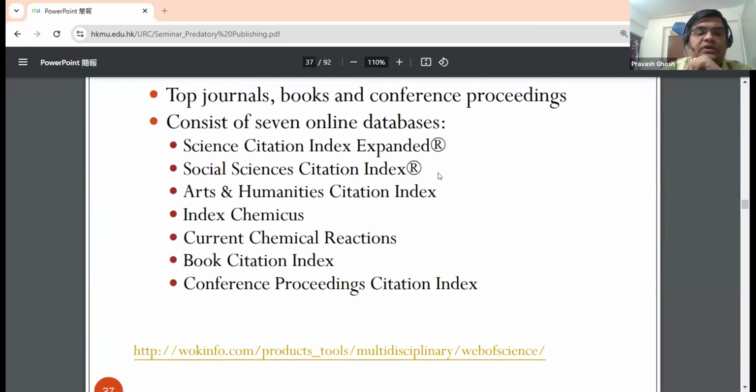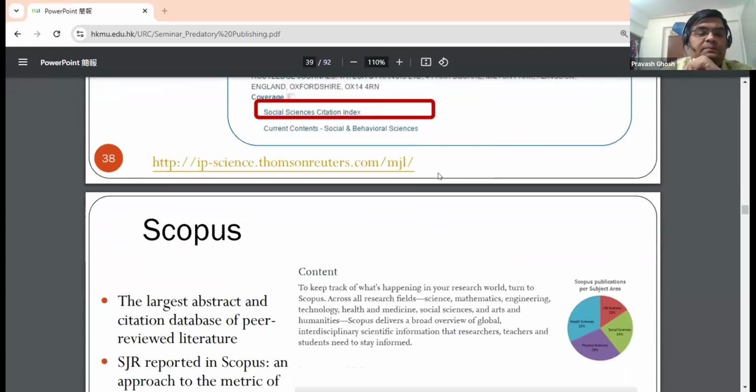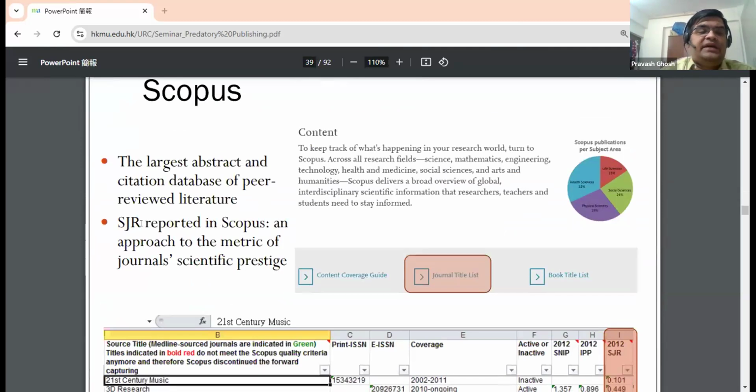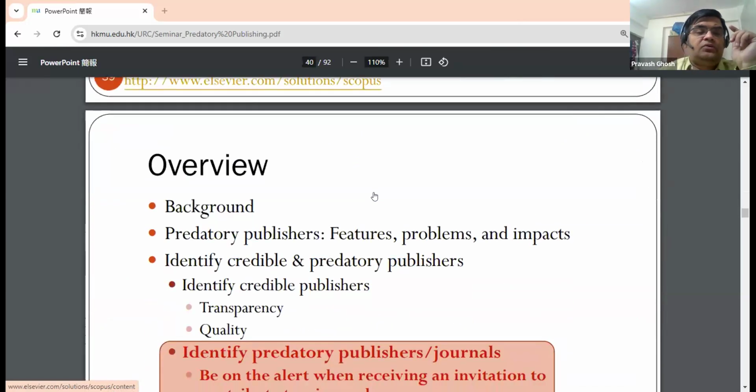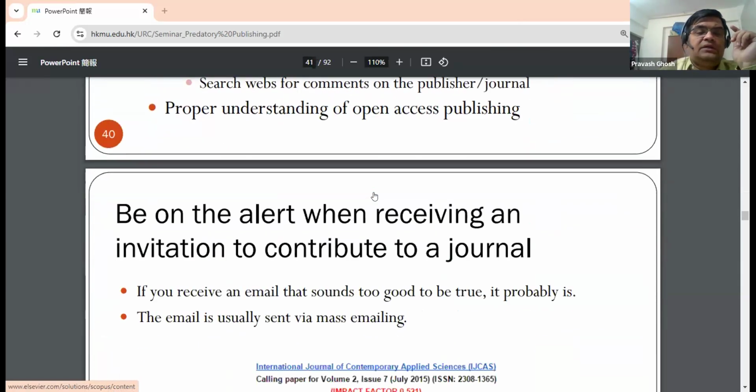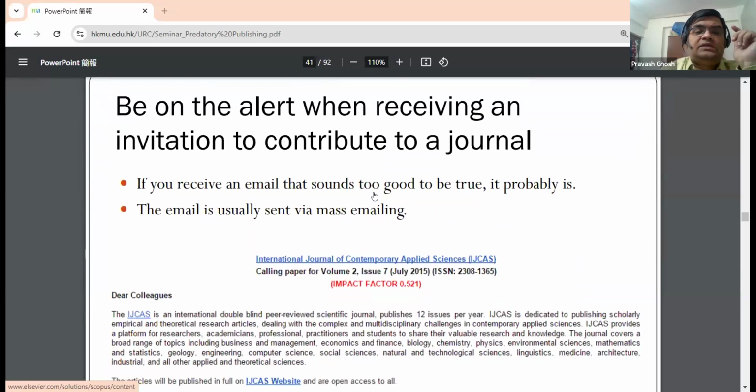Web of Science, I have already shown you, right? Scopus, I have shown. You can also go to SJR, the SCImago Journal Rank, but it comes 1 year after, right? You can go to SCImago Journal and see.